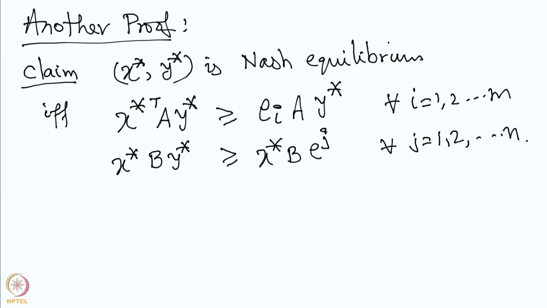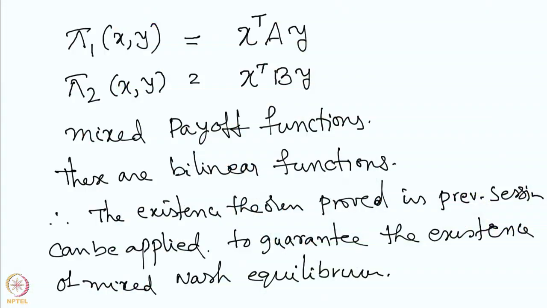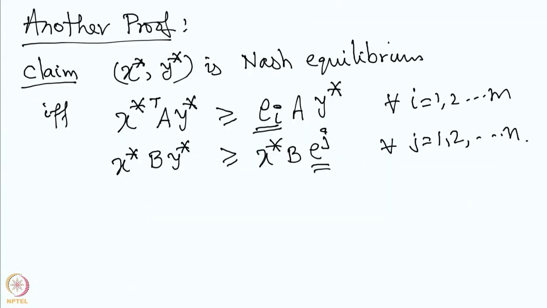Remember e_i and e_j, that is the notation that we have been using throughout this course. e_i are the pure strategies for player 1, e_j's are the pure strategies for player 2. Okay. Why is this true? Basically this comes from the bilinearity of pi 1 and pi 2, which are the ideas we have been using again and again. So therefore, this does not require any further clarification. This is an obvious statement once you recall all the arguments that we have been using. Okay. Now we will define a function f.